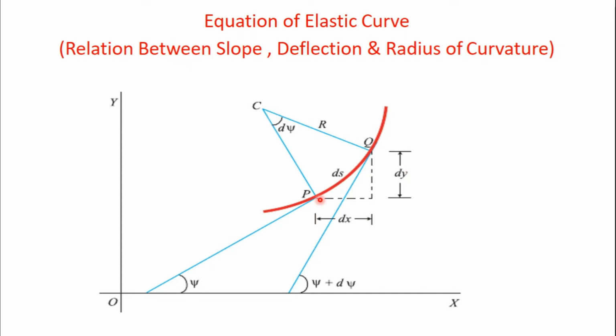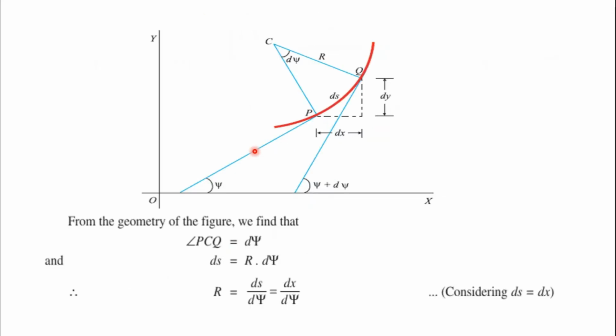Now on this P point and Q point, there are two tangents. One tangent is making an angle psi from x-axis and another tangent is making an angle psi plus d psi. So the difference of angle between two tangents is d psi, and that is the angle they are subtending at center of curvature C. So this is a very small length, and the angle subtended at point C is d psi. Now from the geometry of the figure, we find that angle PCQ is d psi, which is the subtended angle. I have already told you.